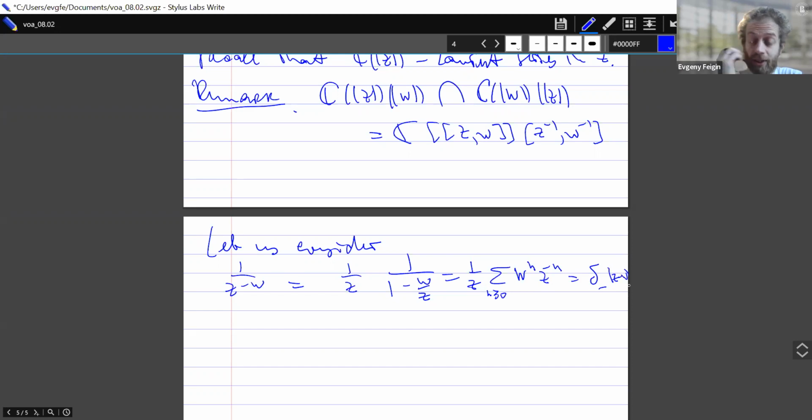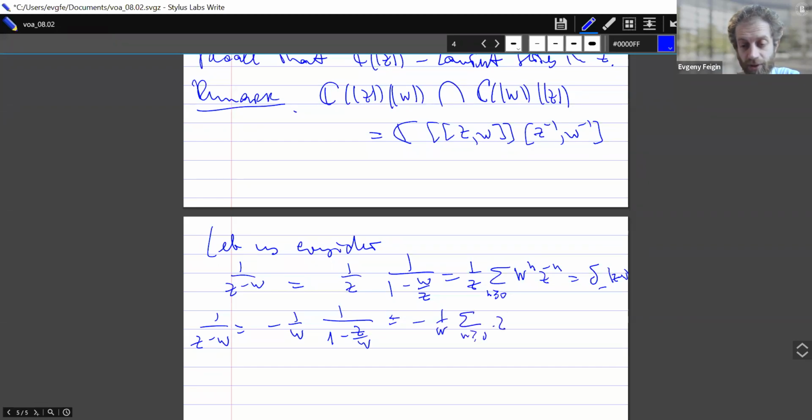Okay, and from the other hand, we can write this as minus 1 over W, sum over n of Z^n W^(-n), and this is delta plus.